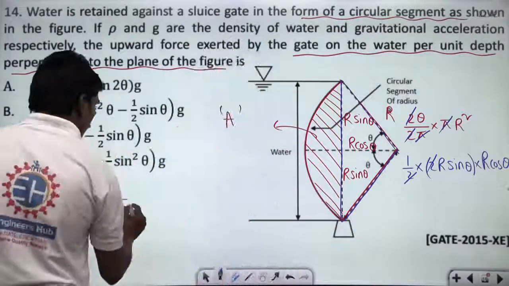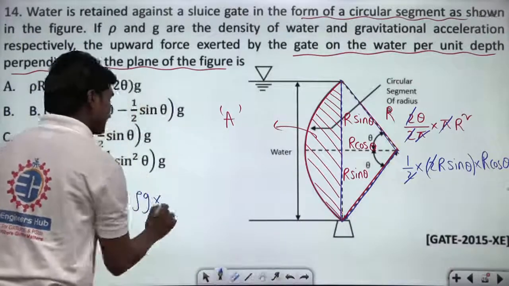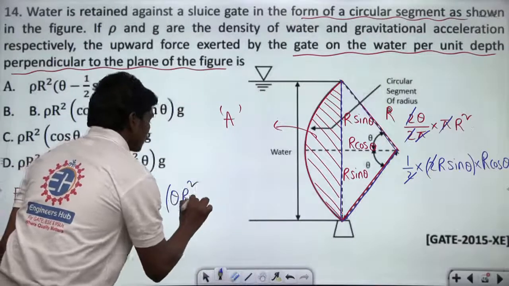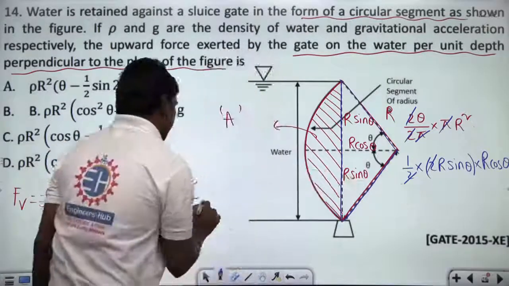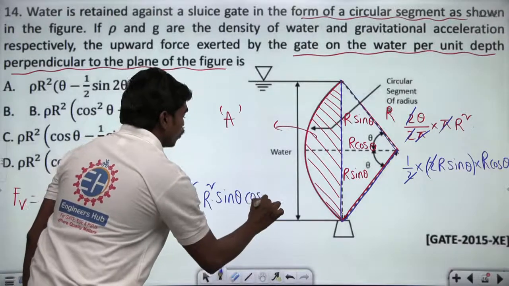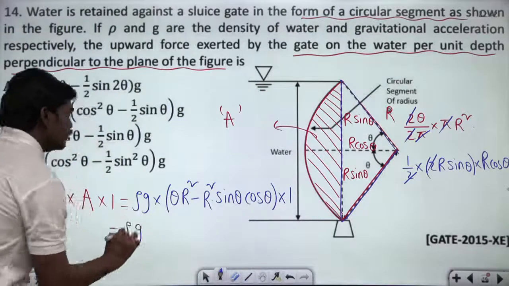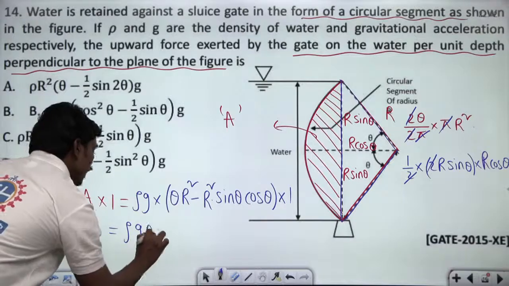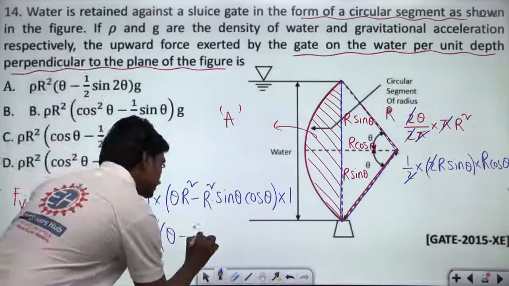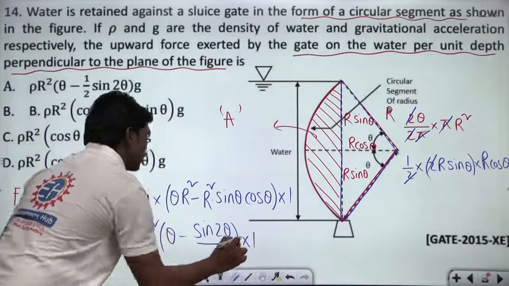Correct? So if you apply rho g into, and of course there is 1 into, let me write the area first. So what is this area? Theta into r square minus this value, which is r square sin theta cos theta, into 1. This is what we have. So this is equal to rho g. If you take r square out, we have theta minus sin theta cos theta, and sin theta cos theta can be written as sin 2 theta by 2, into 1. This is what we get.